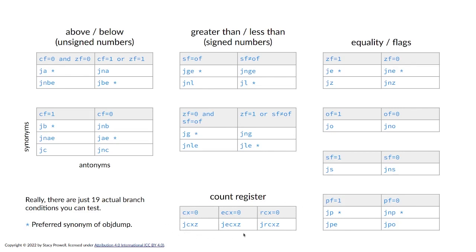Objdump likes some of these more than others. And the ones that you will see in objdump have a little asterisk by them. So if I write jump not above, I will see jump below or equal when I look at it in objdump.